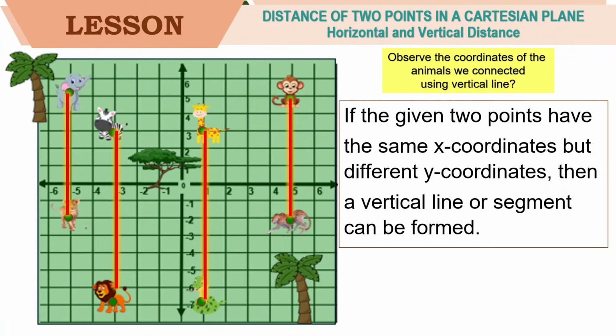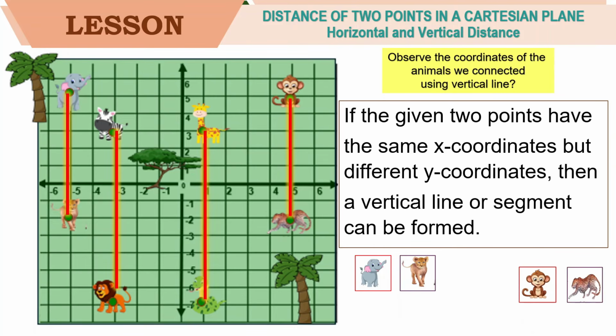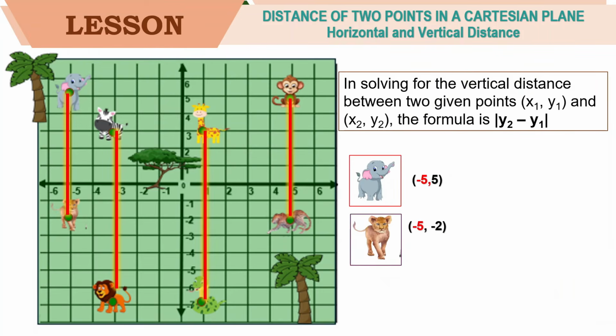If the given two points have the same x coordinates but different y coordinates, then a vertical line or segment can be formed. Just like in our two sample pairs, they have the same x coordinates, therefore they are vertically aligned.